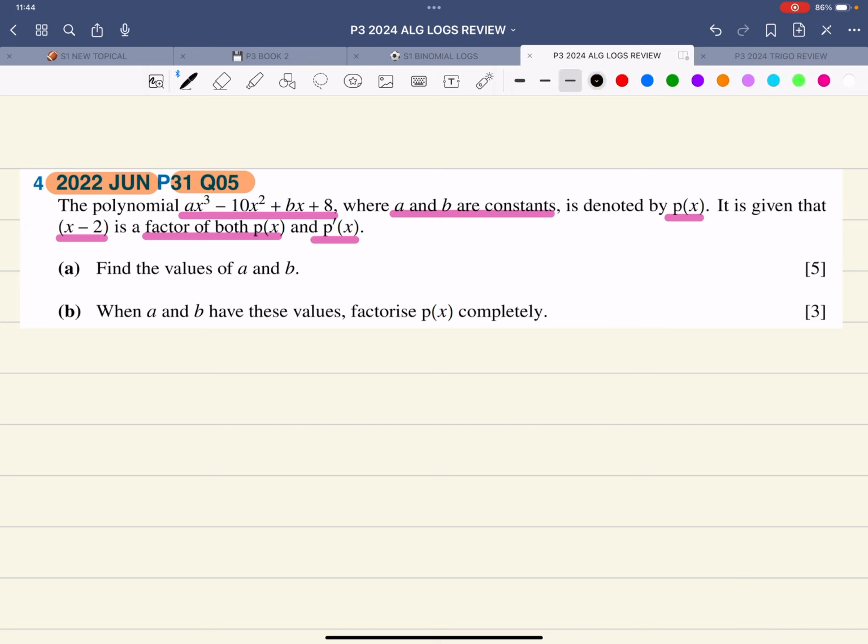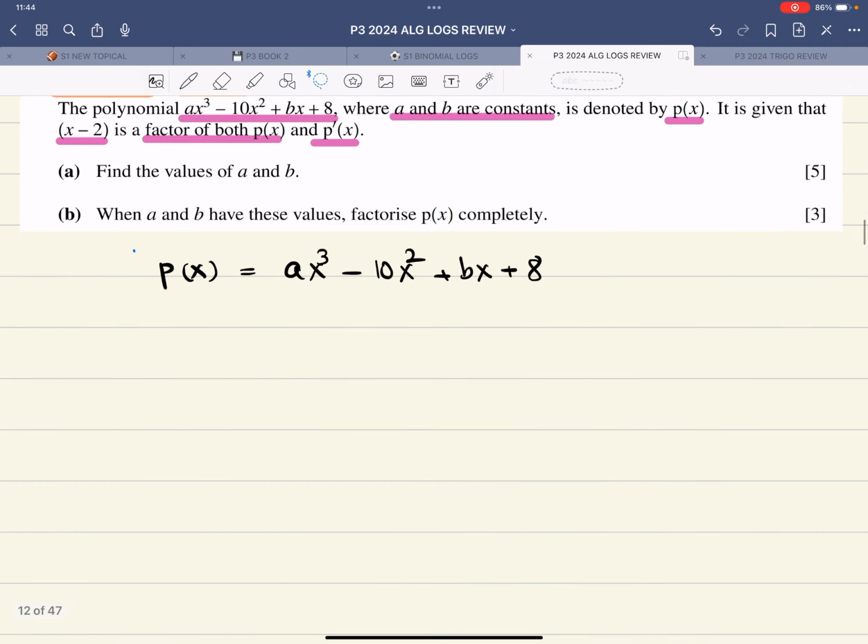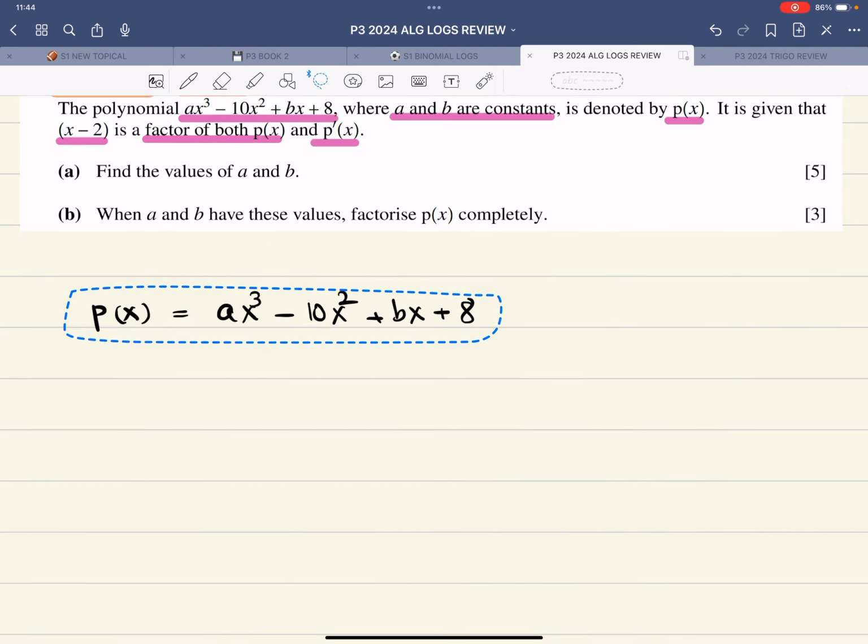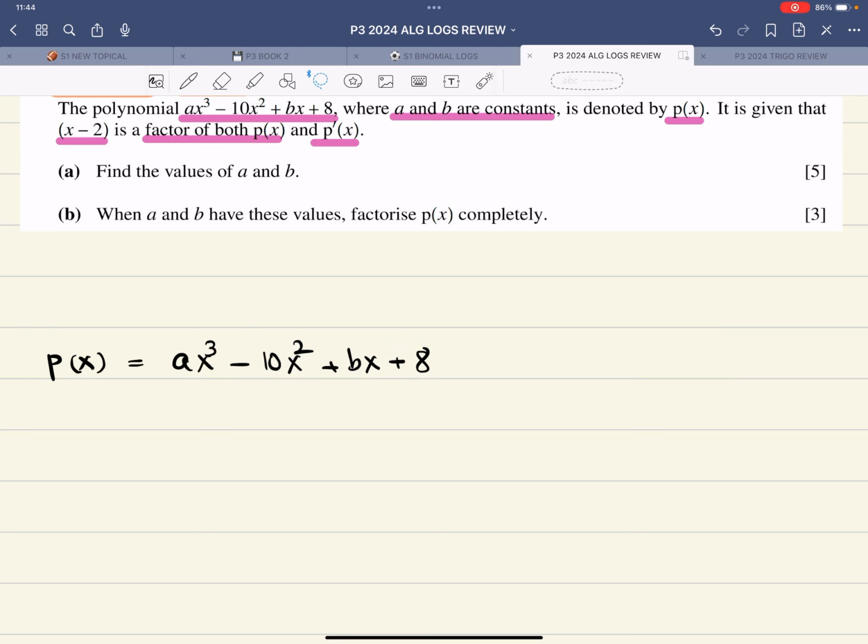So now first of all, let me write down, I'm not reading the rest of the question, let me write it down first. So therefore p(x) is equal to ax cube minus 10x square plus bx plus 8. And actually, let me just write down on the side and let me differentiate it over here. So therefore, p prime x, that is 3ax square minus 20x plus b.